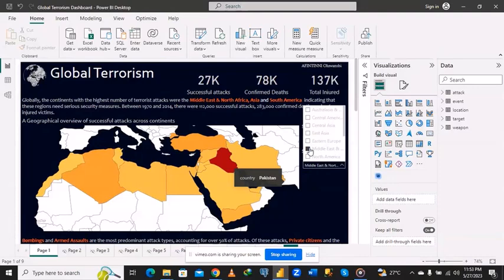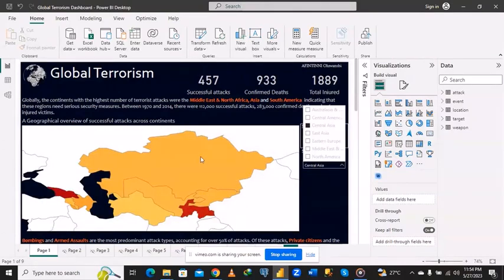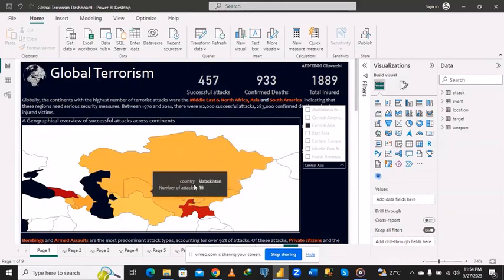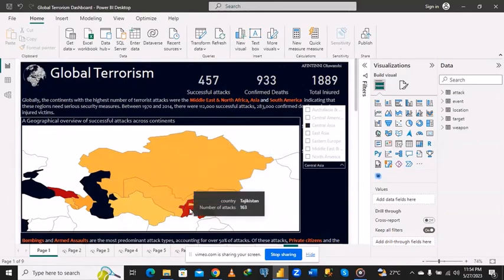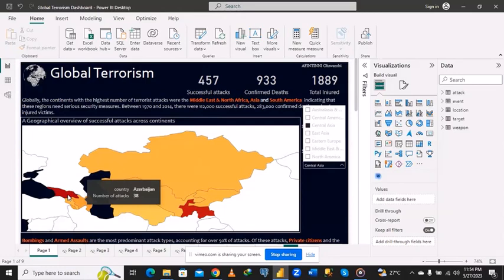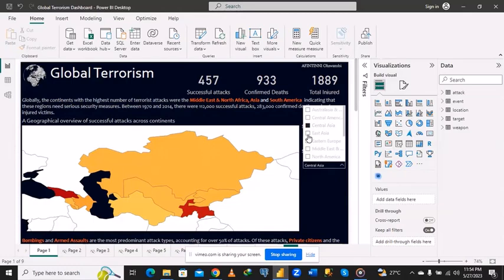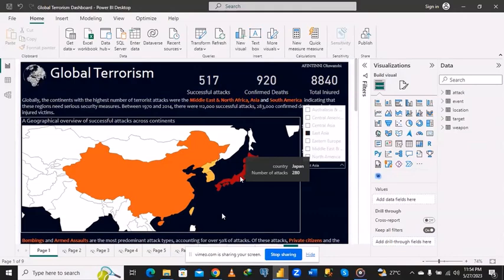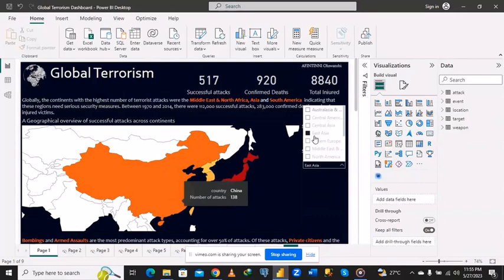Let's look at the Asian region. Okay, from here you can see that we have countries like Kazakhstan, Tajikistan, and we have Georgia. We also have Azerbaijan. This is in the Central Asia region. And if you look at the East Asian region, you should see the countries. We have Japan with 280 attacks, China with 138 attacks. Alright, I'm going to close this now so that we could see clearly the entire regions.